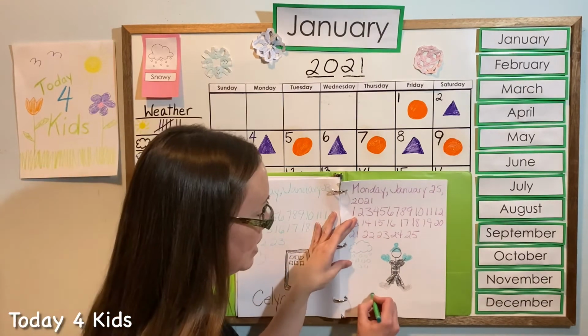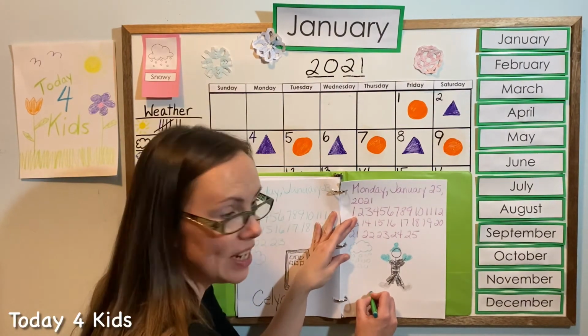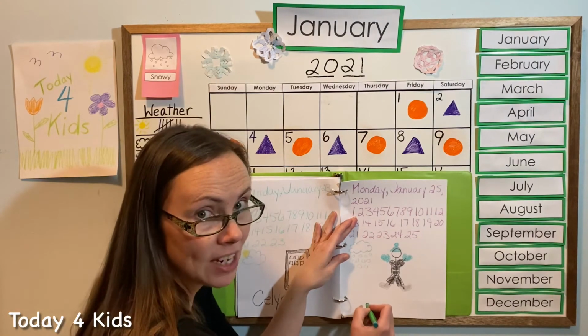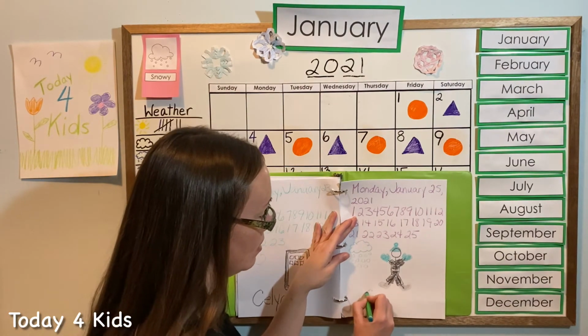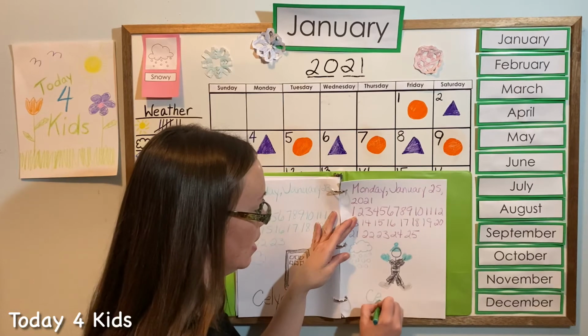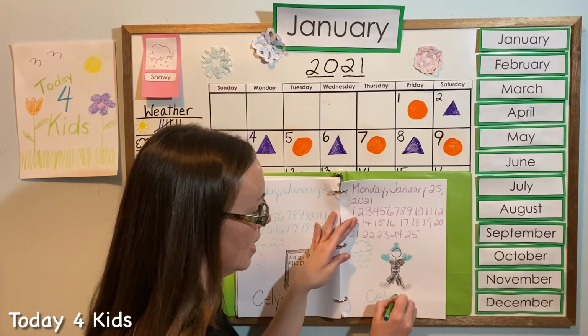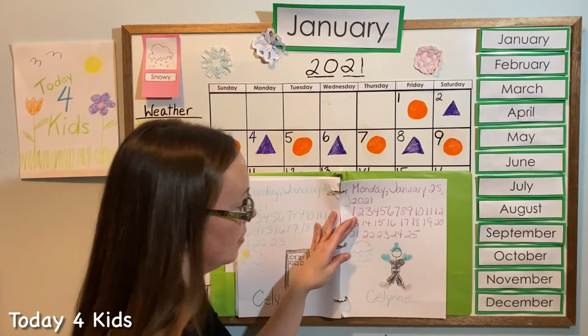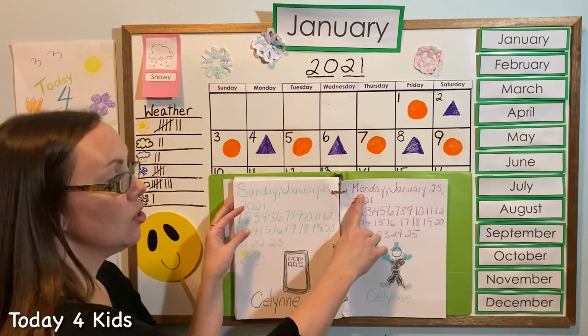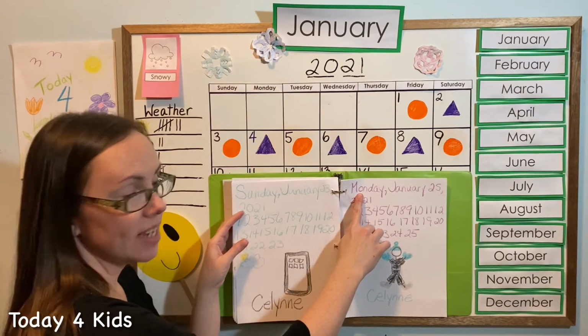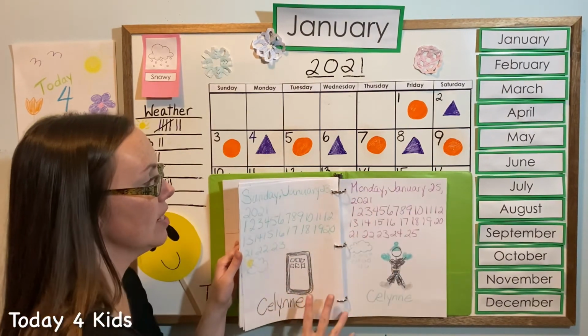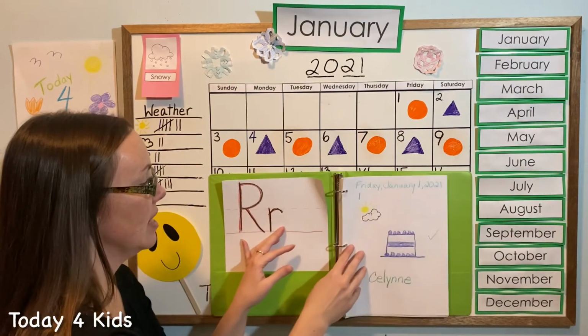I'm going to put my name at the bottom because I want to practice every day. And then everybody knows that I drew this picture. So it's a capital C because it's my name. E-L-Y-N-N-E. Now, if you don't know how to do all your letters yet, or you don't know how to spell Monday in January, you can practice by making letters.